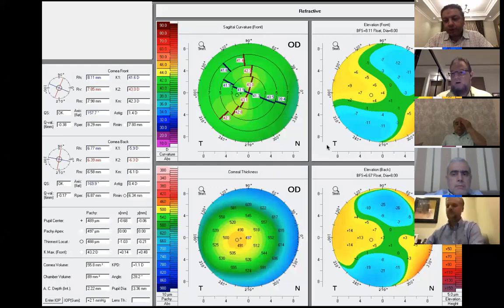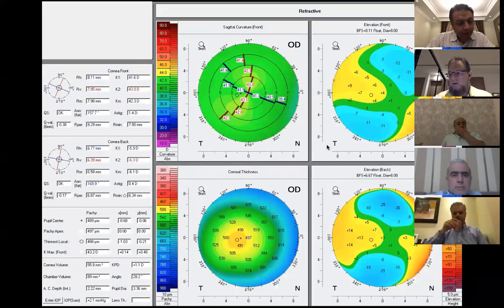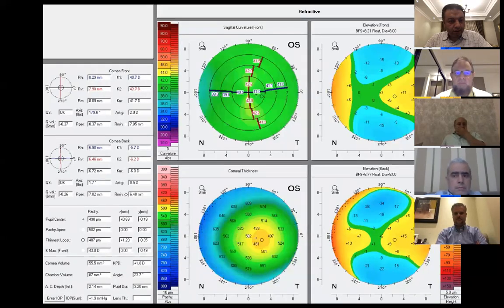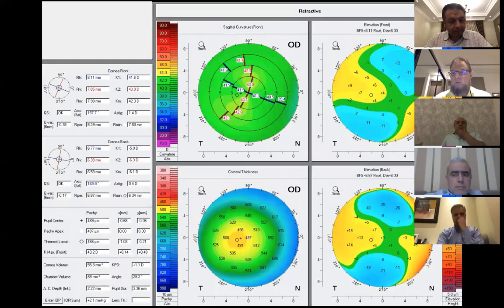The second point is, in this case, regarding laser vision correction, the thickness. The thickness is 488 in the right eye. In the left eye, the thinnest location is the same, 487, while the right eye is 488. So it is a thin cornea. But many colleagues may think that since we are not ablating the center, why not make a 100 micron flap, since we are ablating the periphery.